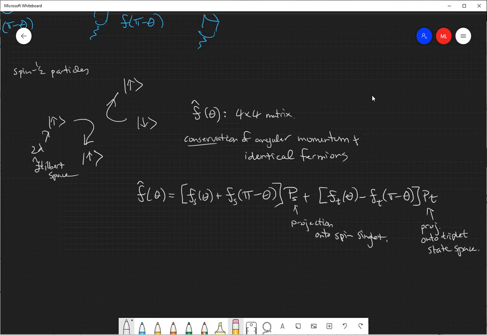And you can construct these explicitly by just writing out the projection operators. Essentially, this would be the projection operator onto the spin singlet, which is up, down minus down, up. So you take the bra and ket of that and construct the projector. This guy would be everything else. So you could think of it as the identity minus the spin singlet projector. And those are two possibilities.